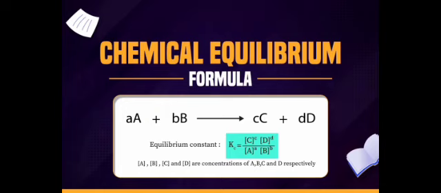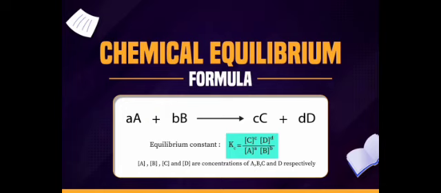A, what is the value of the Kp if the reaction is divided by 2? B, what is the value of Kp if the reaction is multiplied by 2? C, what is the value of Kp if the reaction is reversed? And D, what is the value of Kp if the reversed equation is divided by 3? It's very simple to tackle, so we're just going to look at them one by one in a very short time. So we tackle the first one first.